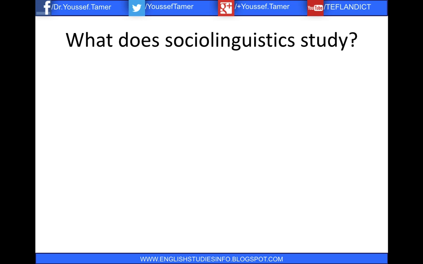How language is used by individuals inside society, inside the speech community, to use the sociolinguistic term. How can the language reflect society? How language reflects society, right? And vice versa, how society reflects language. And here we will see this later on when we talk about the famous Sapir-Whorf hypothesis, which determines the other. Does language determine the culture, or does the culture determine the language? So something related to that.